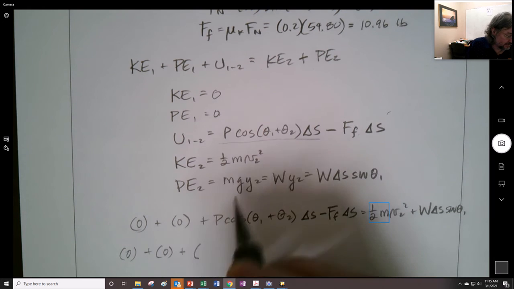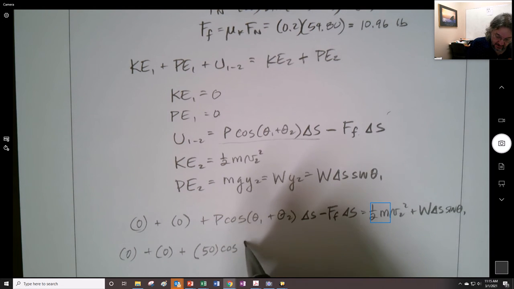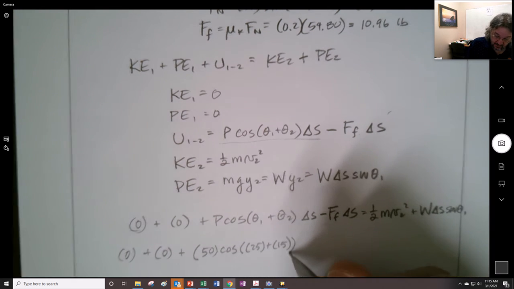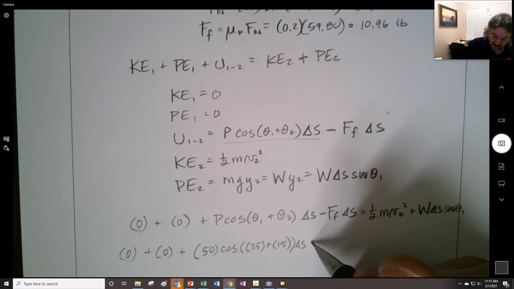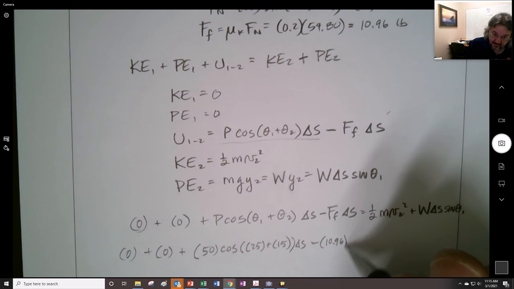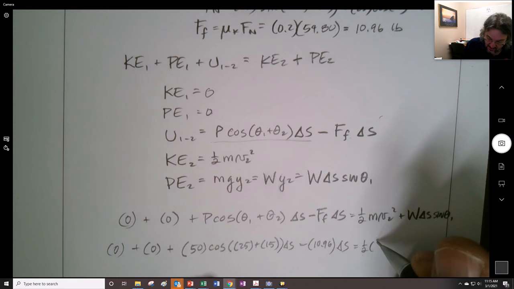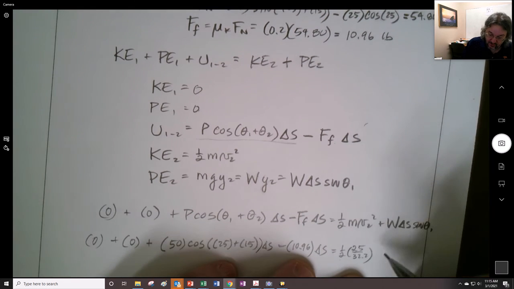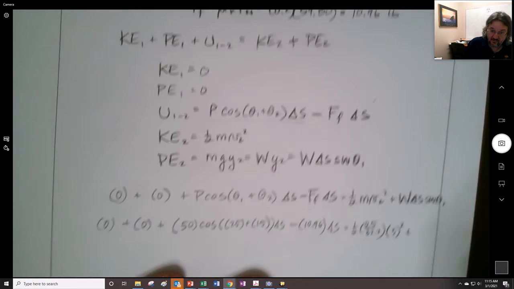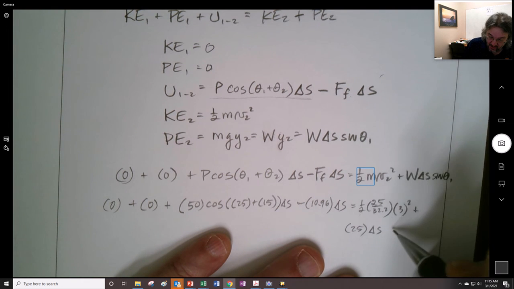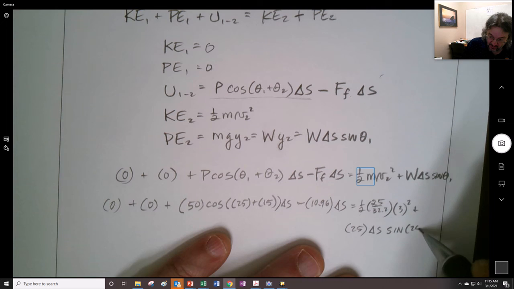I'm looking at my time. We had 50 times the cosine of 25 plus 15 times delta S, and then minus our 10.96 times delta S, 1/2. We got to make sure this thing weighs 25 pounds, but we got to use slugs, 32.2 right in there, and we know that it's 3 feet per second squared, and I ran out of room down here. I put the weight is 25. The delta S is what we don't know, and then the sine of 25 degrees.